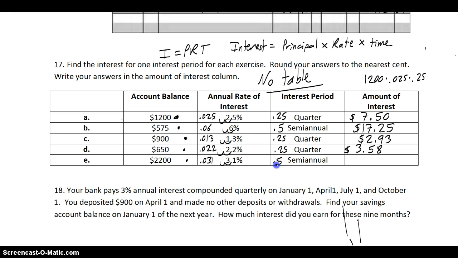Okay. Last one here, $2,200 times, move the decimal point, 0.031. Semi-annual is 0.5, so you multiply that, and I think you get a nice, neat 1705. No rounding at all necessary on that one. Okay, just remember, principal times rate times time.